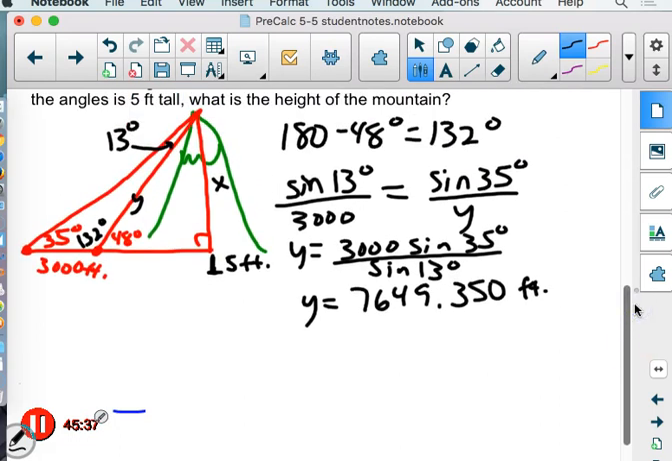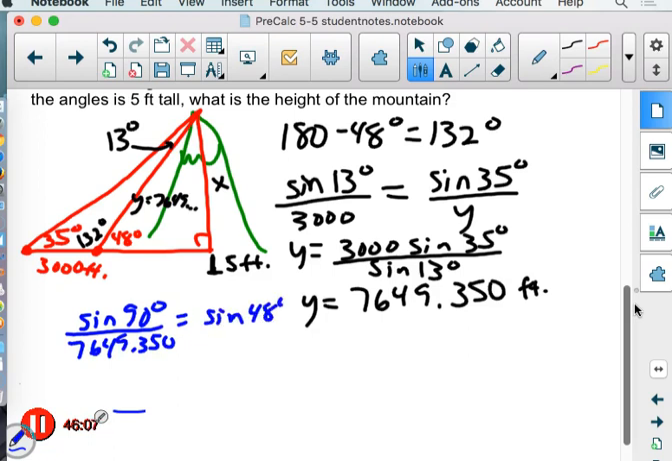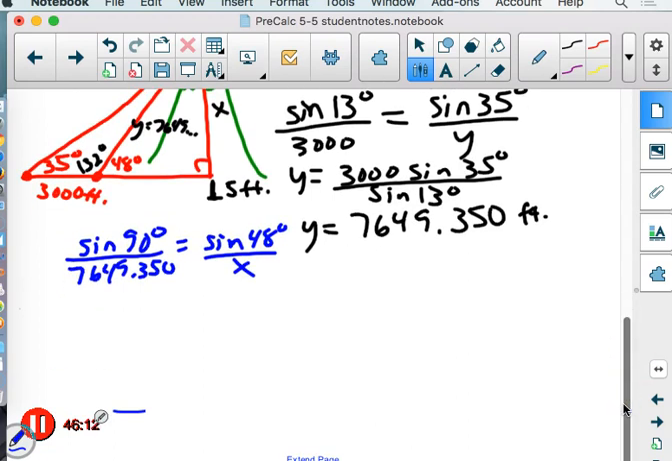We now know that this 7649, I'm just going to put blah, blah, blah, so I'm not trying to put that whole thing in there. Now do we have enough to use law of sines in the other triangle? Okay. So we need sine of 90 degrees, kind of interesting, we haven't been able to do that before, over 7649.350 equals sine of 48 degrees over x. But again, we will want to have stored that 7649.350.